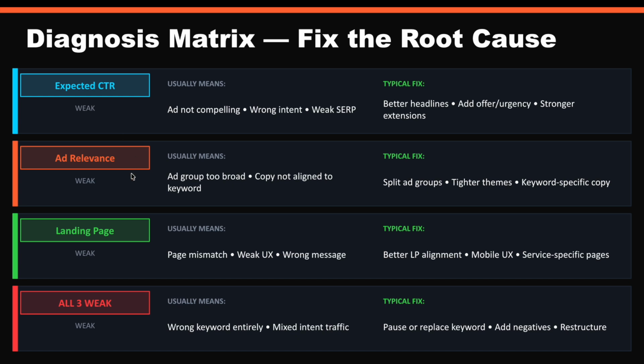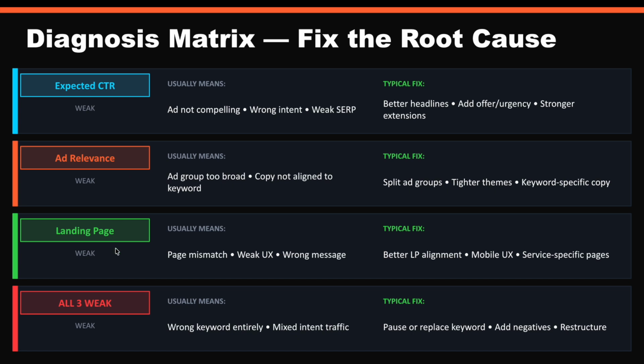And second row, if ad relevance is weak, it means your ad group is too broad. You have too many different keywords in one group, and your ad cannot speak well to all of them clearly. So the fix is to split your ad groups and make them tighter. So one thing per group.